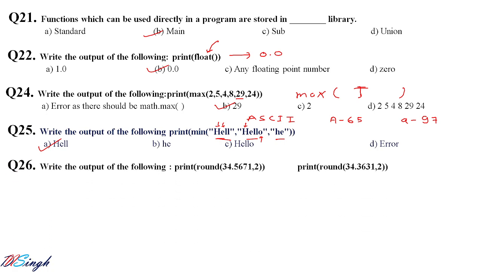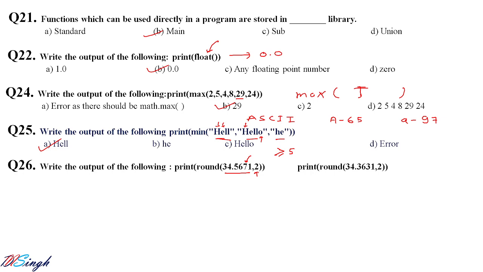Question number 26. Write the output of the following. Round function will round off the number, and it takes two arguments, the number and up to the decimal place you want to round. So if you round it up to 2 decimal places, it will see the next number to which you are rounding. So after the decimal, up to 2 digits you are rounding, next digit if it is 5 or greater than 5, then 1 will be forwarded to the next number. So output will be 34.57.